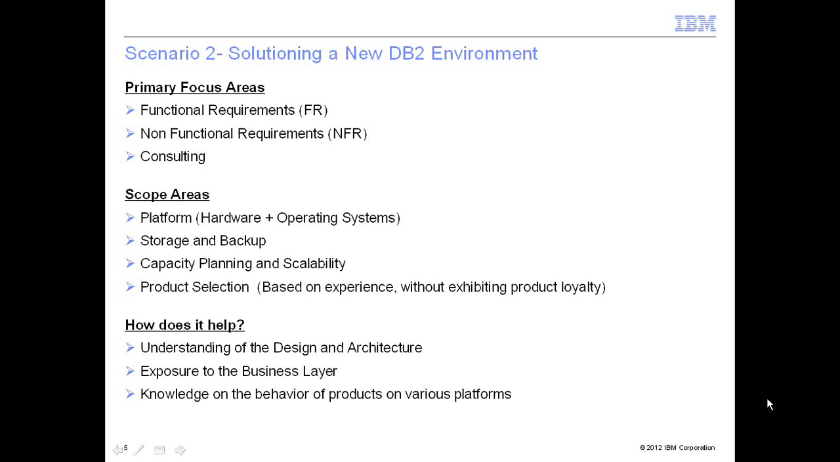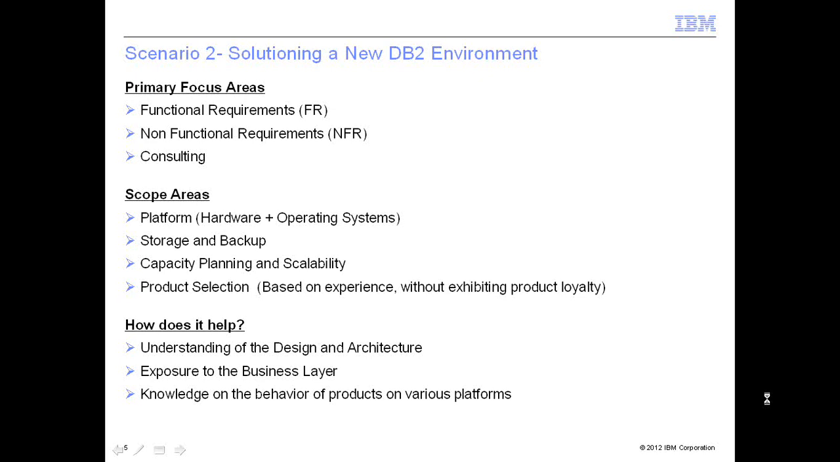And one of the best advantages here is the product selection, because based on experience, without exhibiting product loyalty, we have the freedom of choosing the right product with the right platform and right environment. Also, of course, depending on how much funding and licensing you can afford. So how does it help here? We have a thorough exposure to the business layer. We have an understanding of the overall architecture, and this way we get an idea of the various behavior of products on various platforms. That gives us a broader picture of the whole environment, thus helping us to manage the solution.